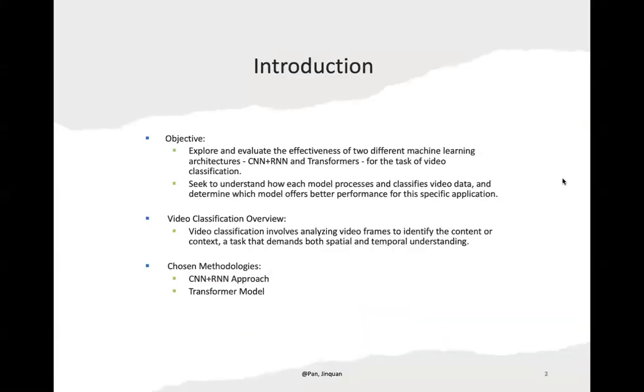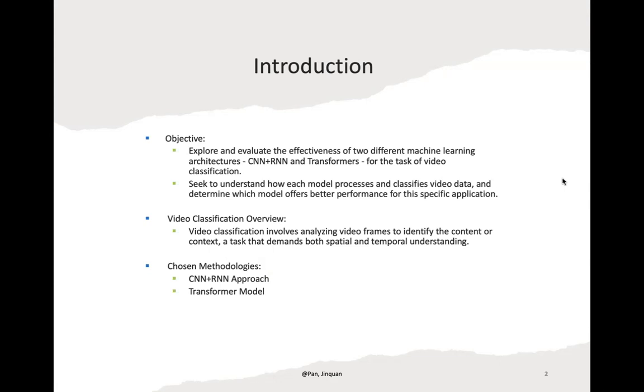Video classification is the process of categorizing video content into different genres and themes based on visual and auditory information. This involves analyzing sequences of frames to identify patterns and features that can be used to determine the video's content, such as sports, movies, and news clips.